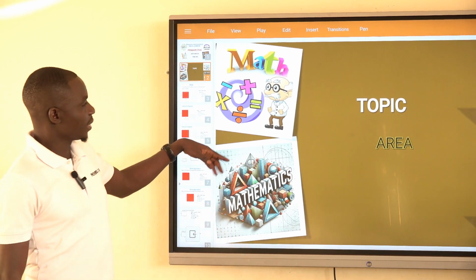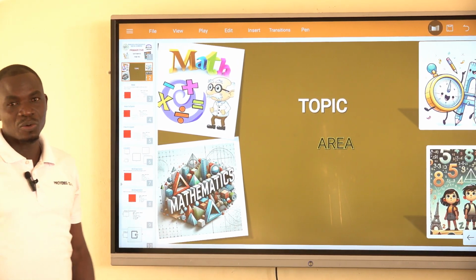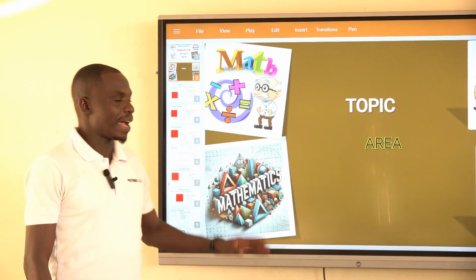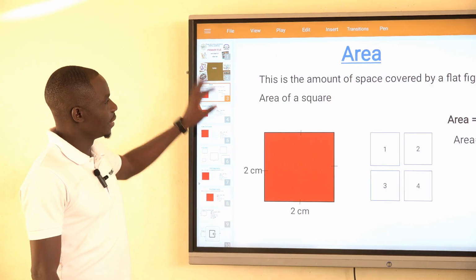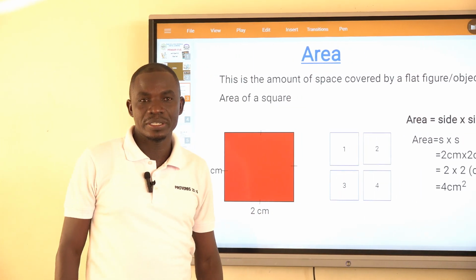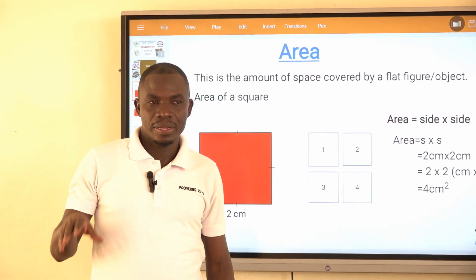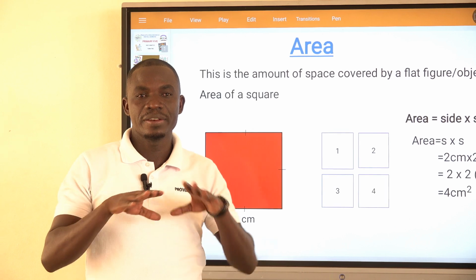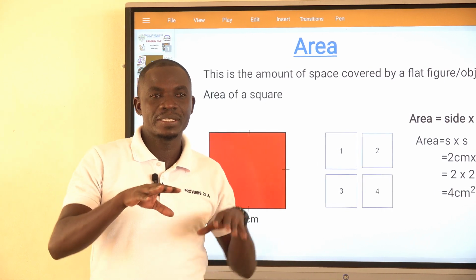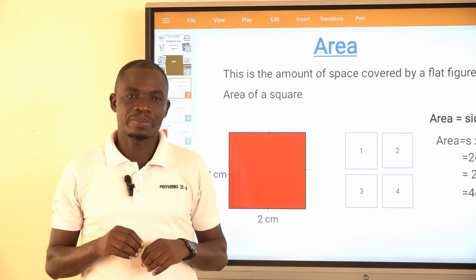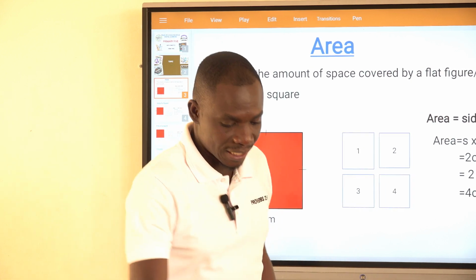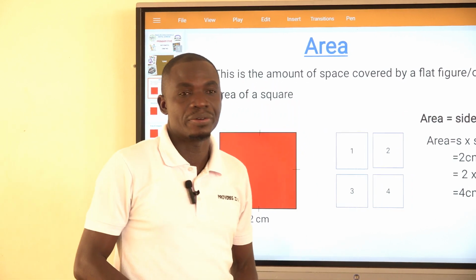Today's topic, we are looking at the area. So what is area? Area is the amount of space covered by an object. Consider you're at home in your living room. In most living rooms you find there are carpets. The carpets cover a certain space in the living room. That space covered is what we call the area.